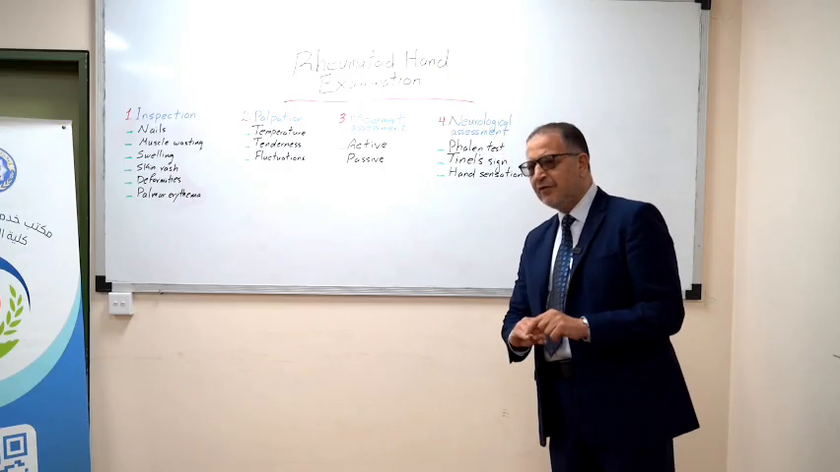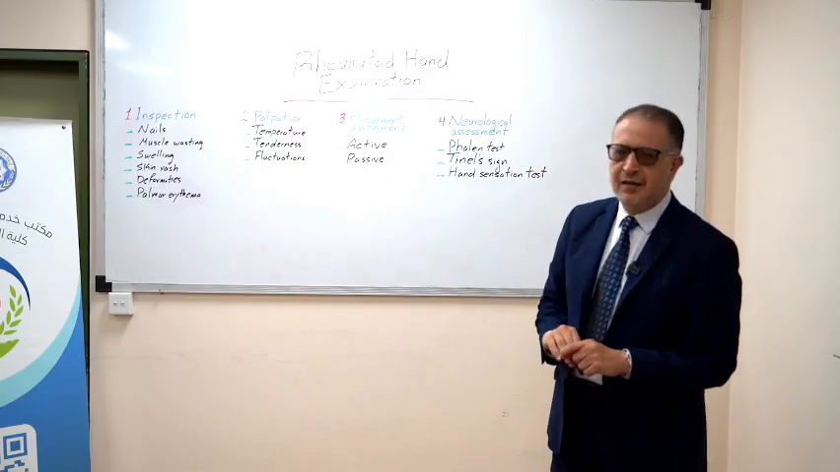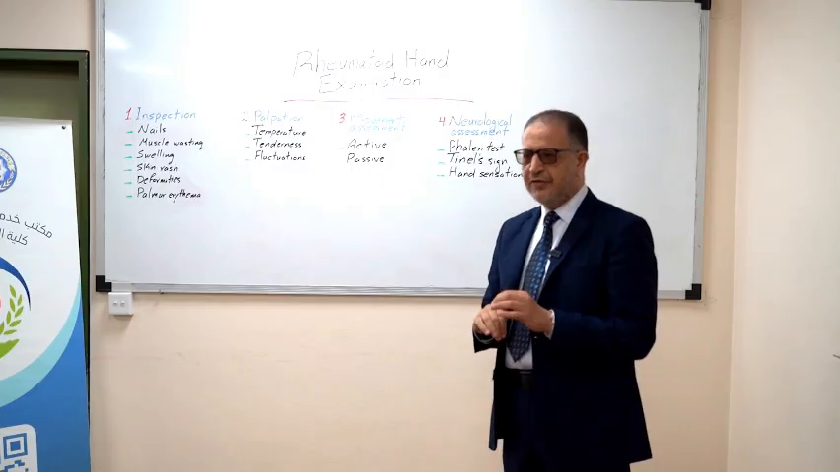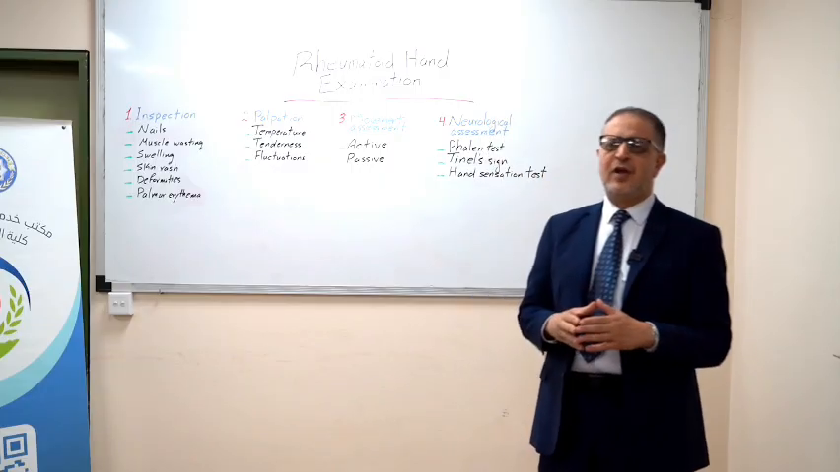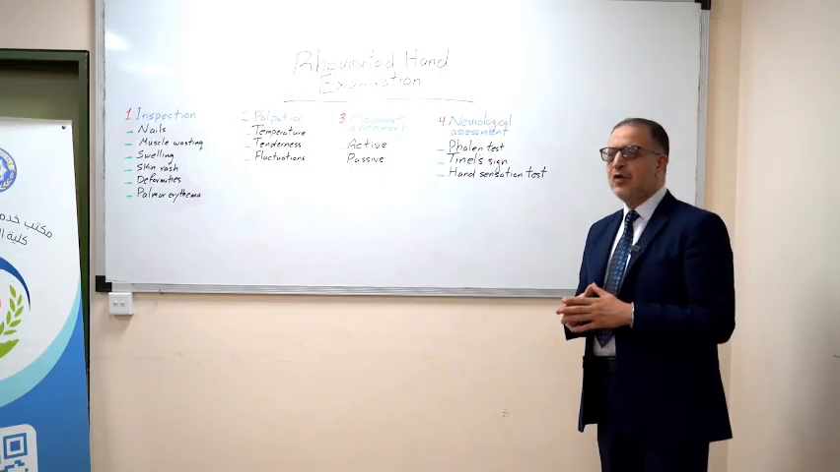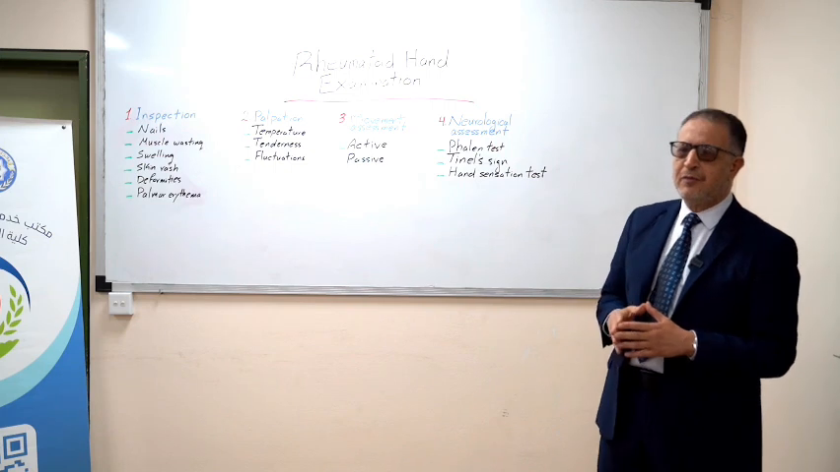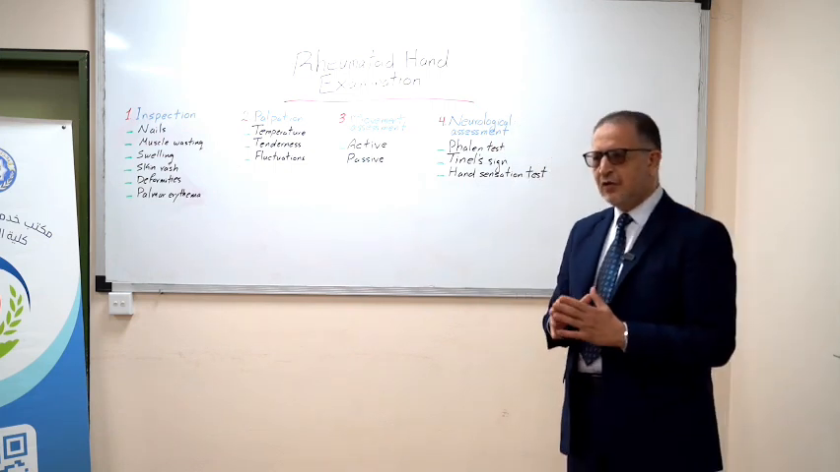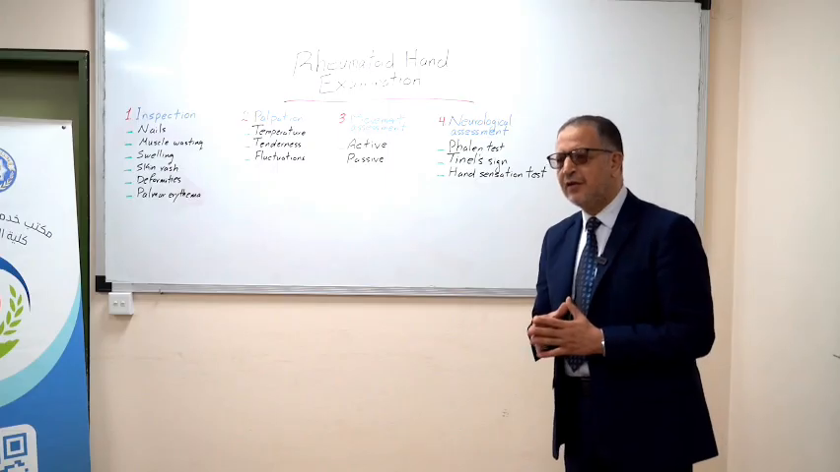Number 1 is the presence of what is called nail pitting. Nail pitting is the presence of fine dots on the nail, and this is characteristic of psoriasis. Psoriasis, as we know, is one of the causes of arthropathy, psoriatic arthropathy. So the presence of nail pitting is a diagnostic point for psoriatic arthropathy.